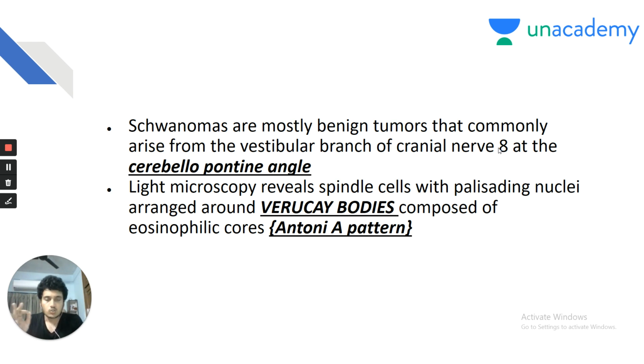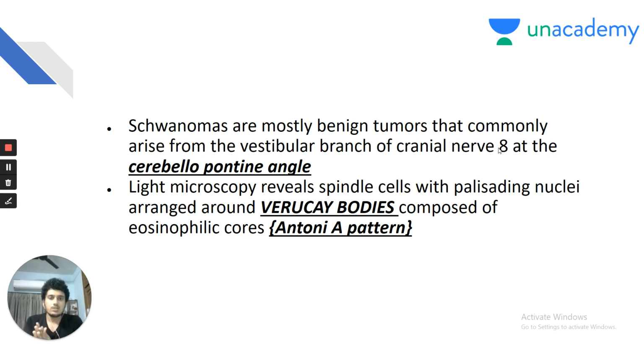Last tumor, which is the schwannomas. Schwannomas are mostly benign tumors that commonly arise from the vestibular branch of the cranial nerve 8 at the cerebellar-pontine angle. There are only two tumors common at the cerebellar-pontine angle, schwannoma or acoustic neuroma.